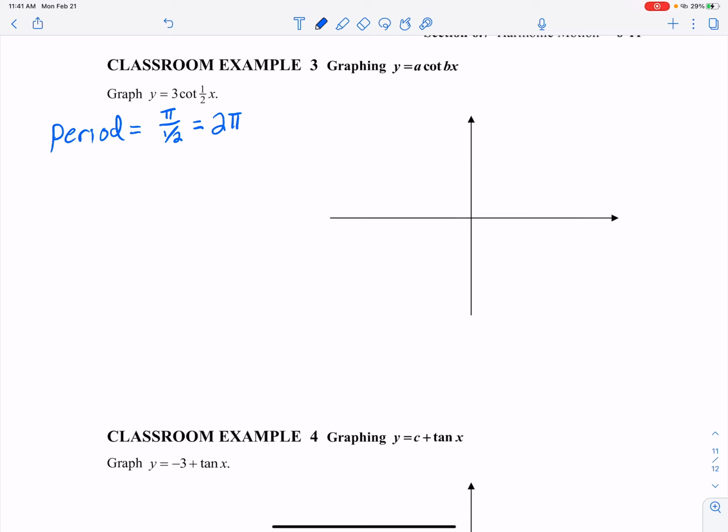To find my new asymptotes, remember, this is cotangent. So cotangent's different. I take the bx and I set it equal to the cotangent asymptotes, which are different. They were 0 and pi. Tangent had negative pi over 2 and pi over 2. Cotangent is shifted to the right. So to do those, my period is 0 and then 2 pi. Okay, so go all the way to 2 pi. I need to split this into four.